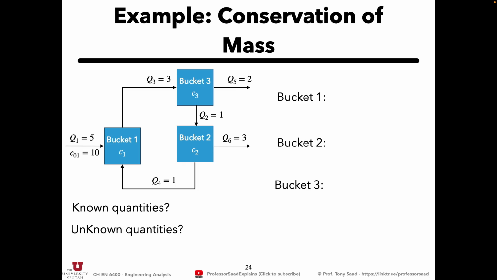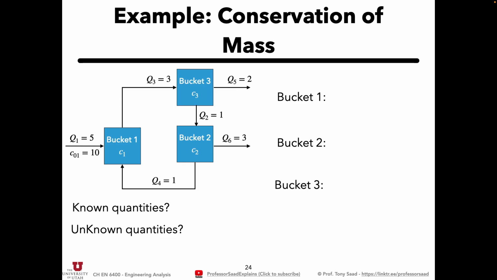Some of that goes to this bucket 2. The flow rate here is 1 cubic meter per second, you can usually control those. It goes into this bucket 2. Some of it is drawn out at 3 cubic meters per second, and some of it continues here. So these are the volumetric flow rates, and you only need the initial input stream concentration. So first we ask ourselves, what are the known quantities? I know all the volumetric flow rates.